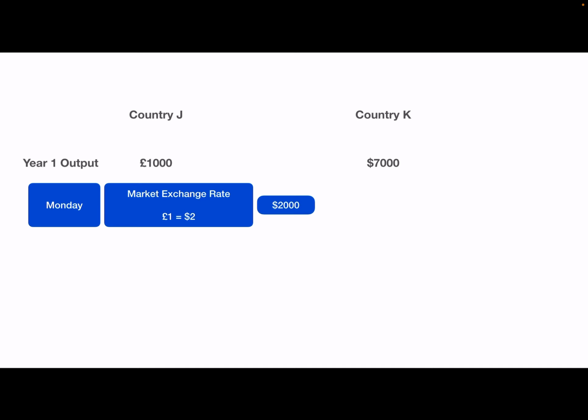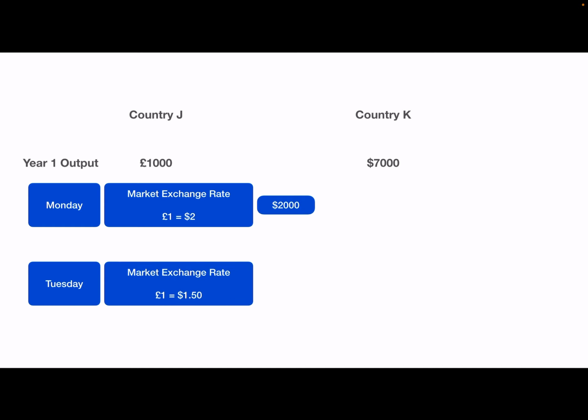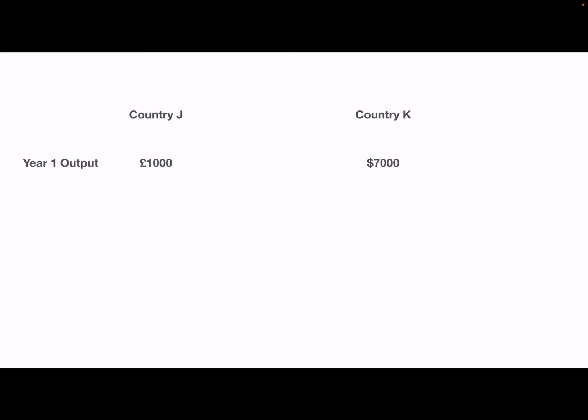However, market exchange rates can change. So if something happens between Monday and Tuesday, if I did this task on Tuesday, when the pound has depreciated, it might look like the country's only made $1,500 of output. This is a problem. So using market exchange rates, which are influenced by lots of other factors, to convert economic output data is maybe not the best approach.